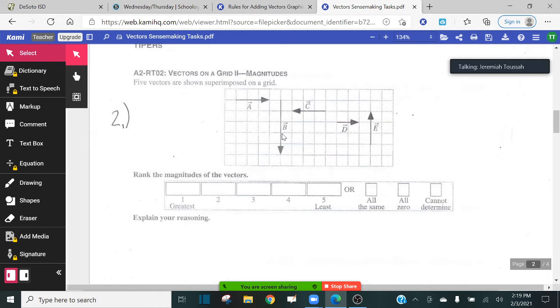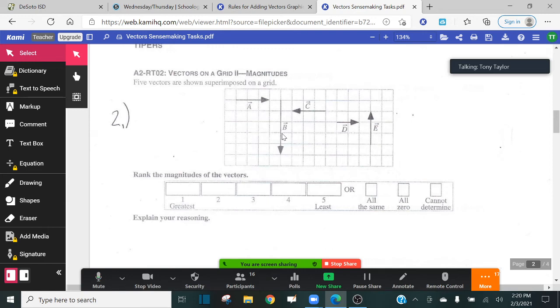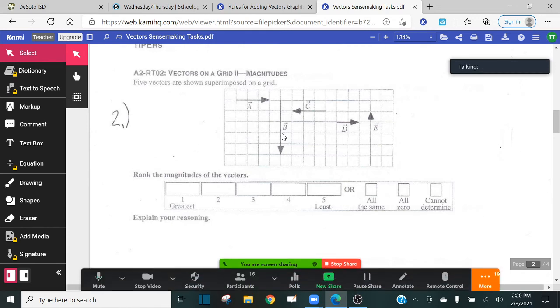Wait, what question is this? This is number 2. There are A, B. Hey, Jerry, you're ranking from greatest to least. So go through that again, Jerry. If you go from greatest to least, yeah, so you're going from your greatest magnitude to your smallest magnitude. Okay.